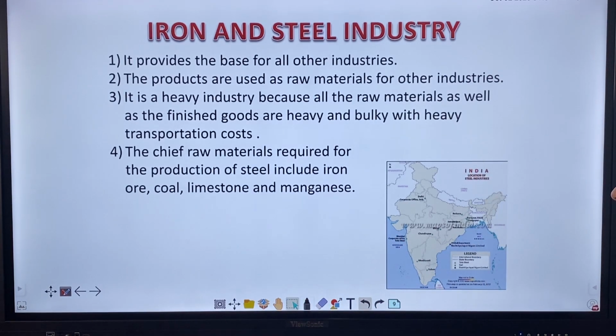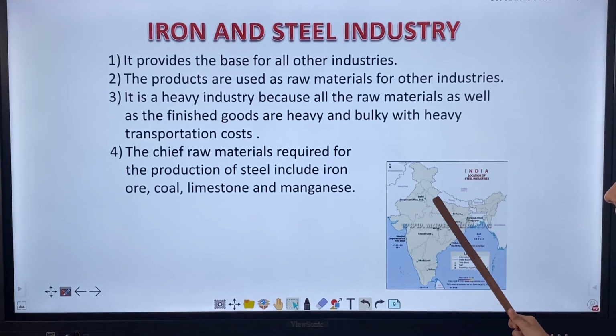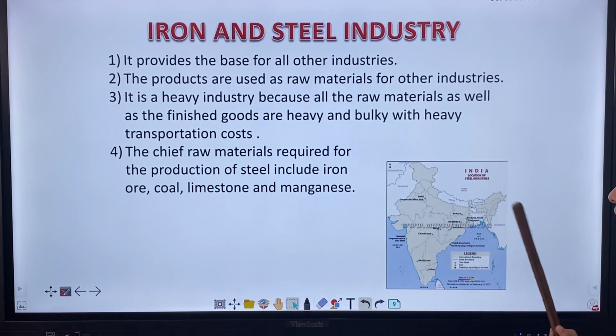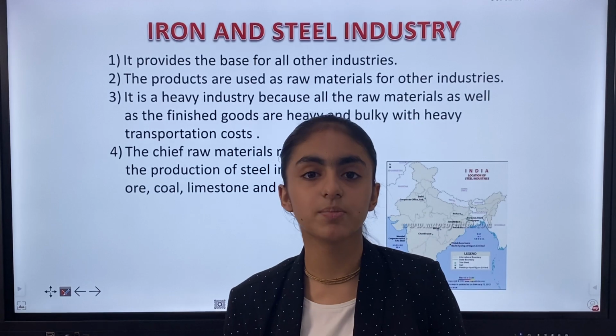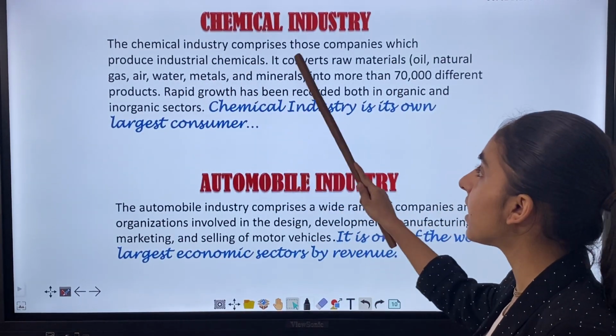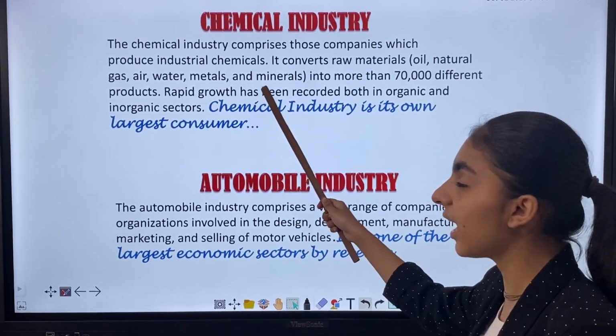We can see in the map that the iron and steel industries are located in Delhi, Bihar, Chandrapur, Salem, Mumbai, and, very importantly, at Jamshedpur. Chemical industry. The chemical industry comprises those companies which produce industrial chemicals.